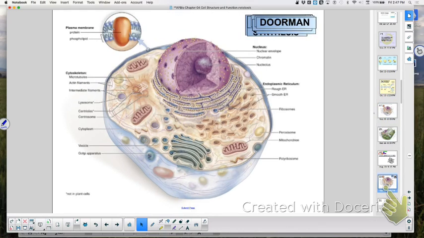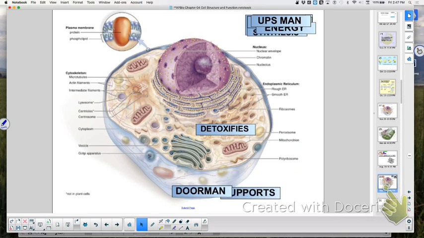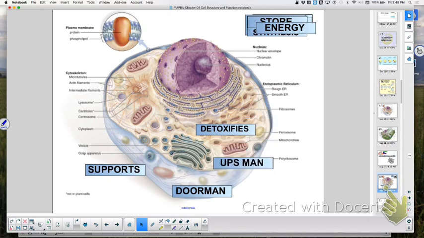If I asked you, guys, who the doorman was, who decides who goes in and out of that cell, what would you say? Cell membrane. I agree. I don't know where the cell membrane is on this picture, but I agree with you. Somewhere. Okay? Who would you say detoxifies? Lysosomes might do it. Some smooth ER might do it. Peroxisomes might do it. Who supports? No cell wall here. Cytoskeleton supports. Good. Who's the UPS man? Golgi body. There he is.